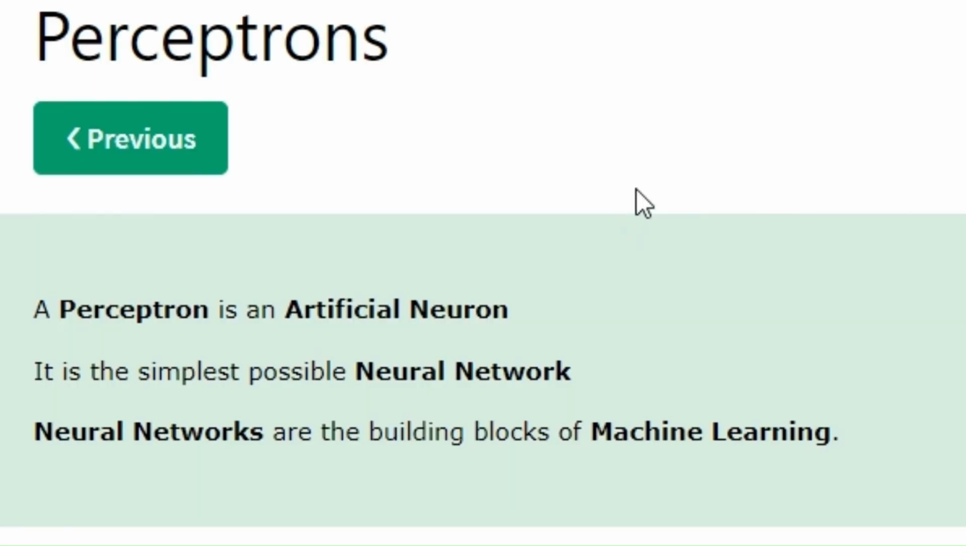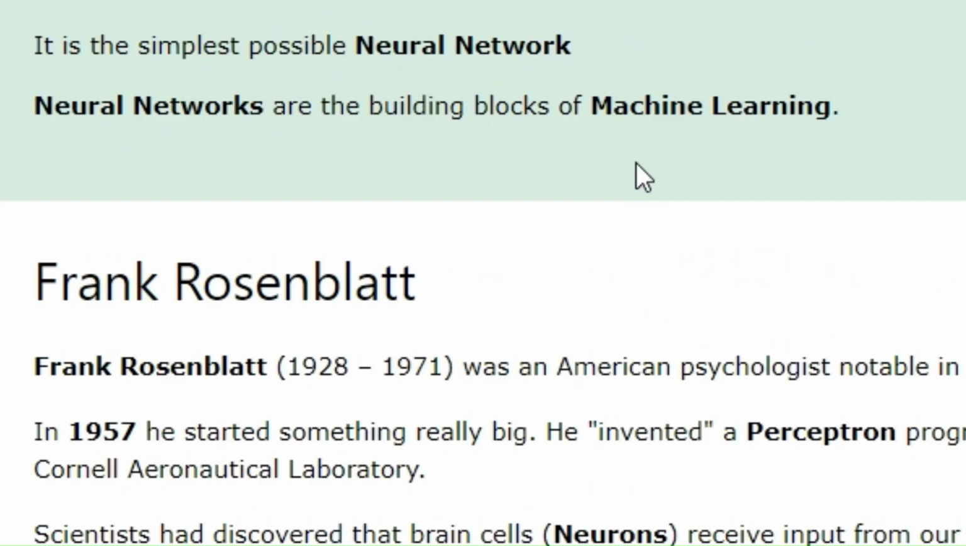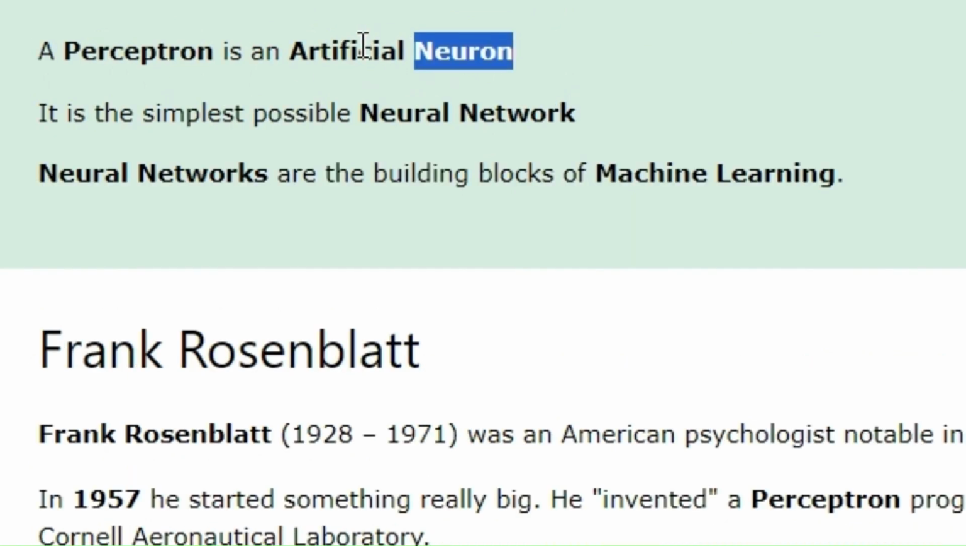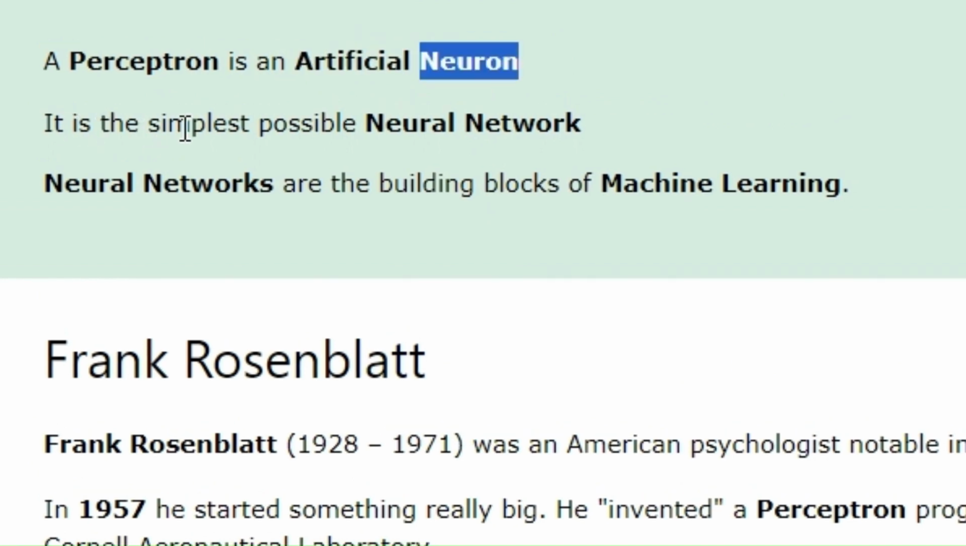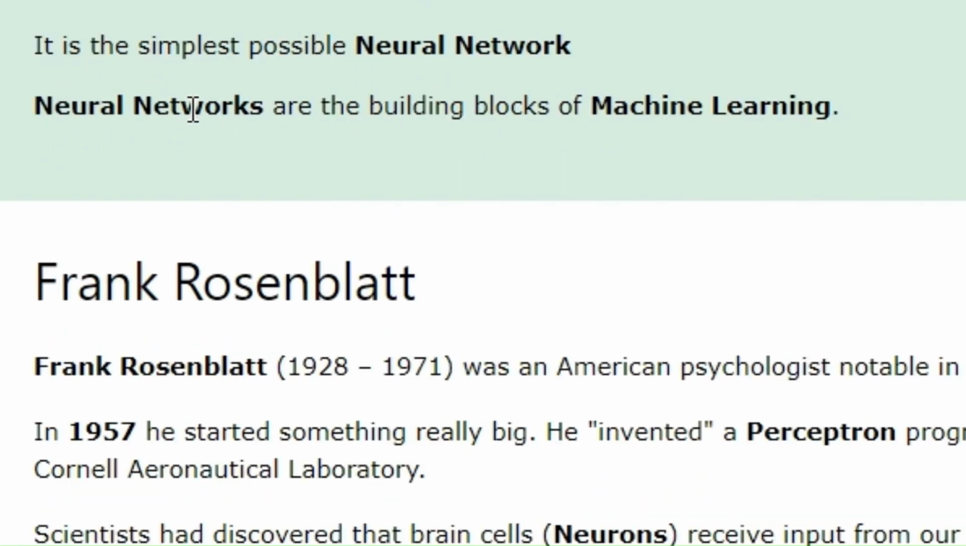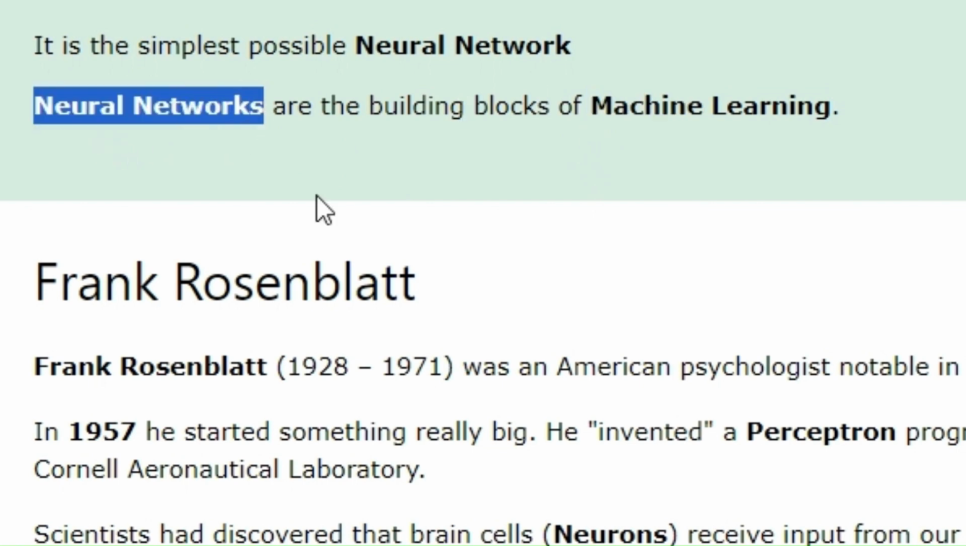Today we will discuss perceptrons. A perceptron is an artificial neuron. Neuron is a unit of brain cells and nervous systems. This is an artificial neuron. It is the simplest possible neural network. Neural networks are building blocks of machine learning. Machine learning is made up of neural networks.